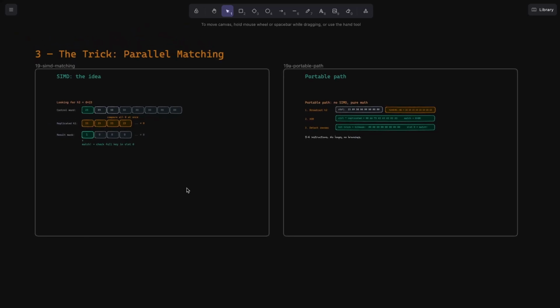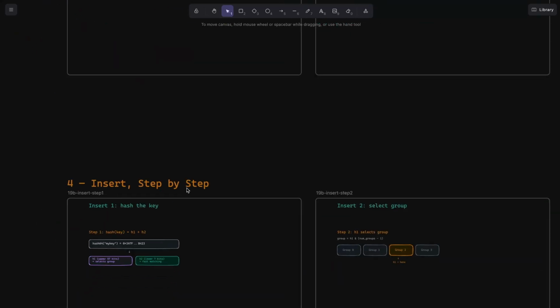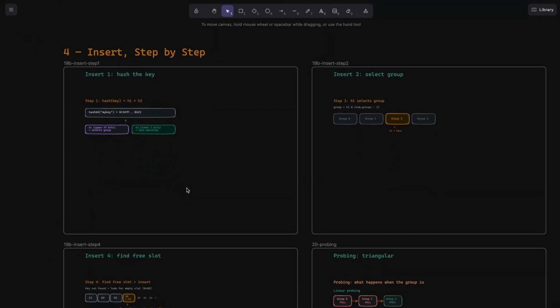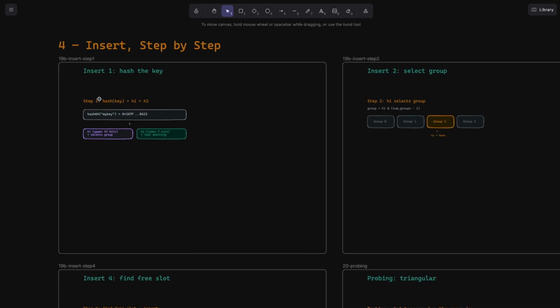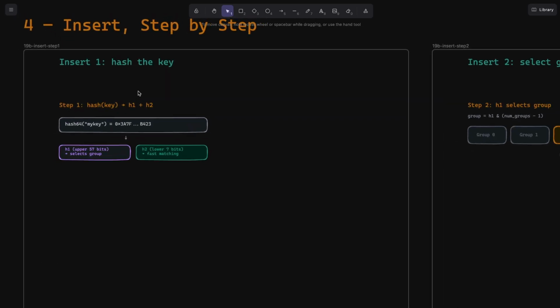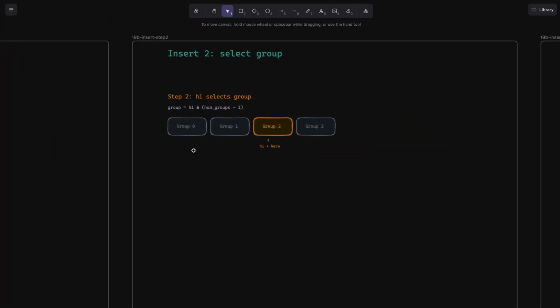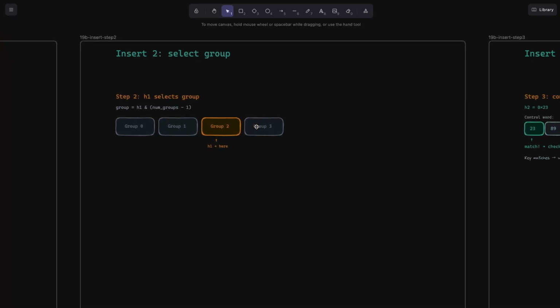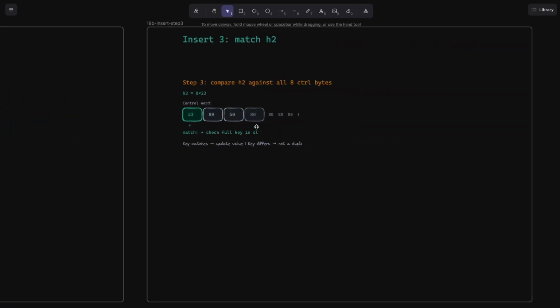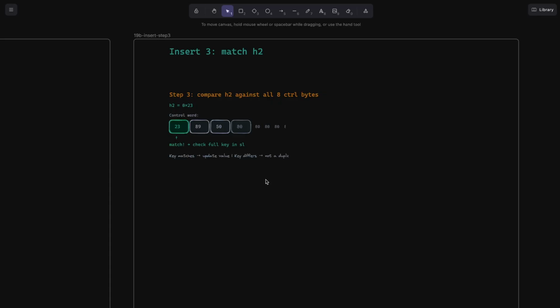How does insert happen step by step in a new map? Let's put it all together and insert a key. Say m of hello equals world. Step 1, hash the key and split it into h1 and h2. Step 2, use the top bits to pick the table from the directory. Step 3, use h1 to pick the group. Again, a single bitwise AND operation because the group count is a power of 2.